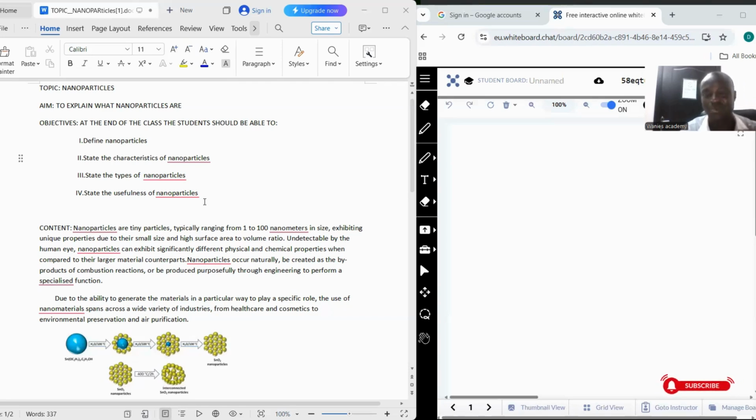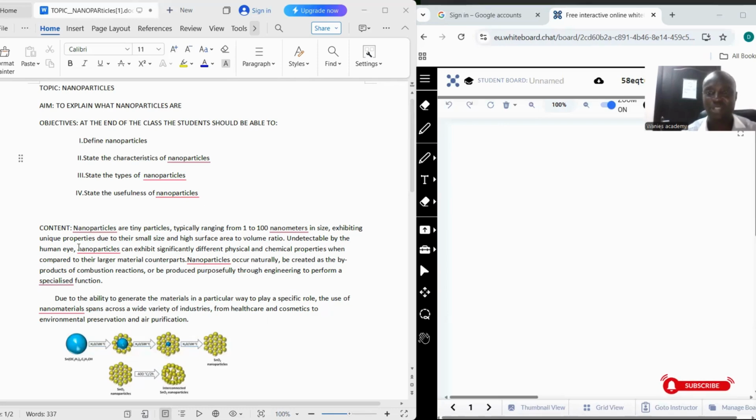And these particles are known to have unique properties, exhibiting small size and high surface area to volume ratio. So their sizes are extremely small, and they are known to have a large surface area to volume ratio.